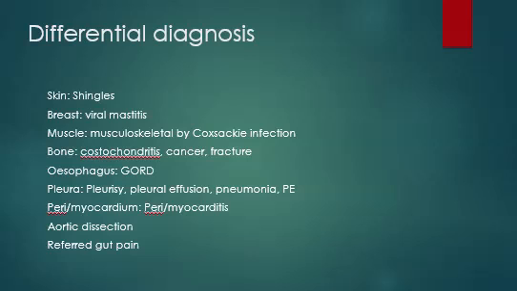So someone might have shingles, which affects regions on the skin that relate to dermatomes, and that might cause chest pain. Same with viral mastitis, which can be very painful. Musculoskeletal pain due to Coxsackie infection can cause pain in the intercostal muscles. Bone pain like costochondritis. Cancer, you can have metastases to bone, and may get that in your ribs, or fracture to your ribs, which can cause chest pain.